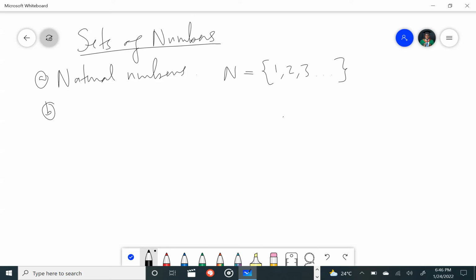The second type of numbers is whole numbers. What whole numbers basically tell you is that these are just natural numbers with 0 included. So whole numbers are basically natural numbers, but you're including 0. Meaning these ones start from 0. That's something you have to be comfortable with.